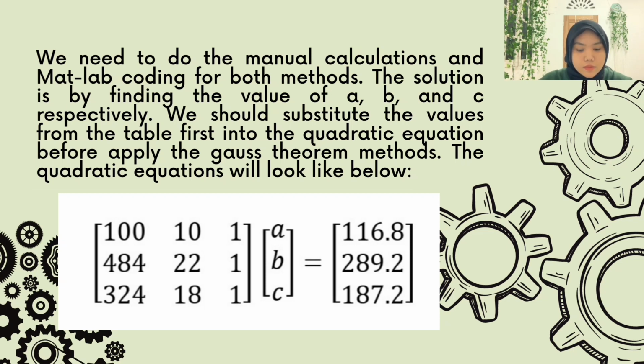So this is the matrix form. For R1 we have 100, 10, 1 equal to 116.8. For R2 we have 484, 22, 1 equal to 289.2, and for R3 we have 324, 18 and 1 equal to 187.2.